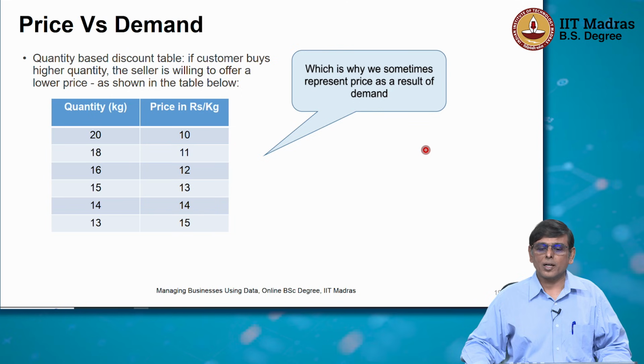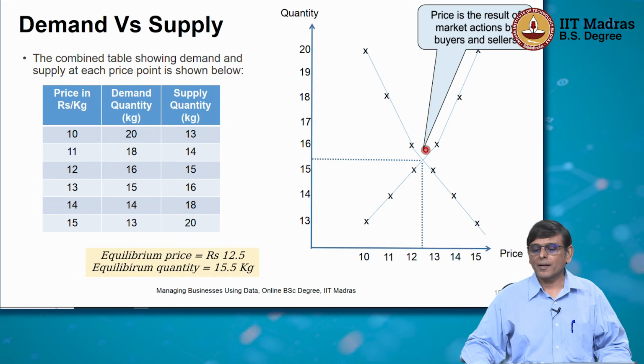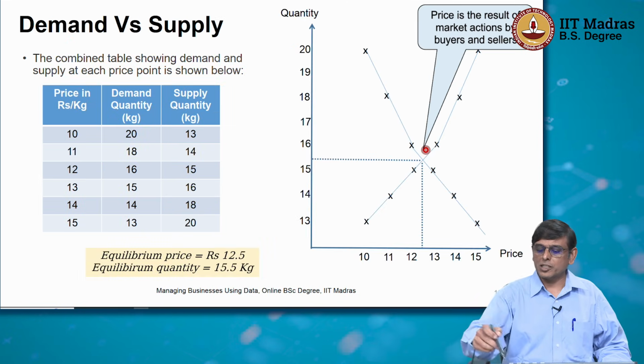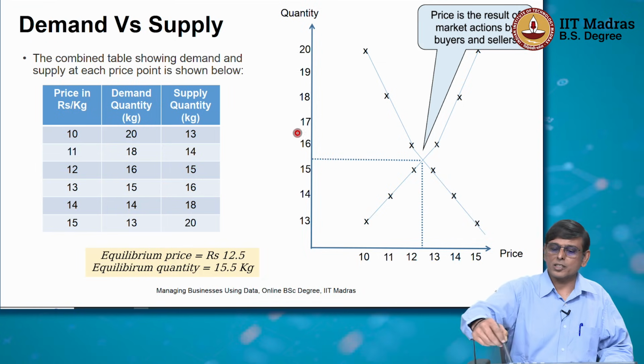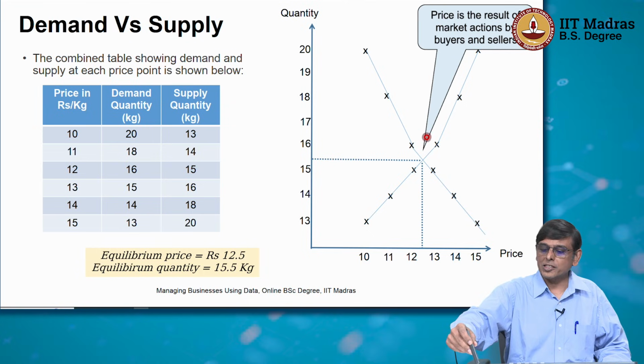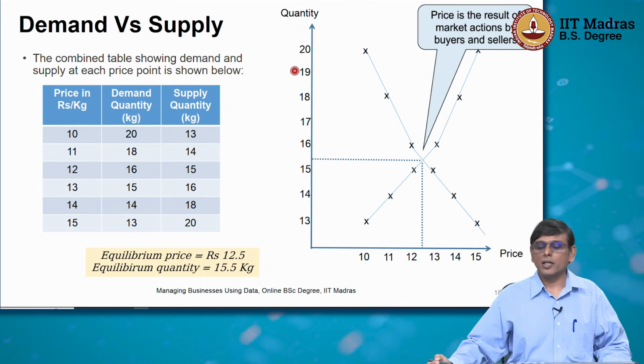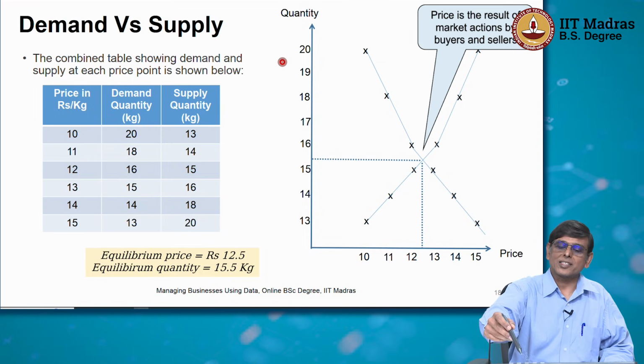So many times you ask, why can't we, instead of writing price on the x-axis and quantity on the y-axis, do it the other way? We have written price on the x-axis and quantity on the y-axis, but it looks like the price itself is a result of the quantity that is demanded and supplied. Price is a result of quantity actions.